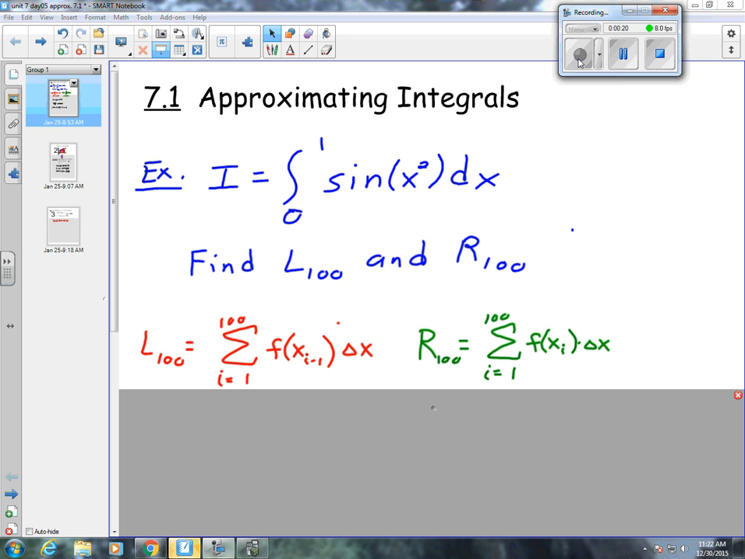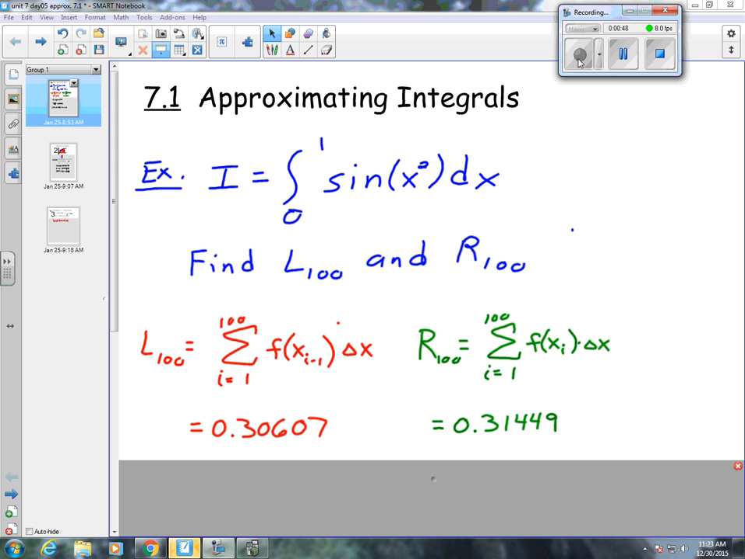As discussed previously, we can write these with sigma notation, and we're going to simply multiply the height of each rectangle times the width of each rectangle. The width being 1 over 100, and for the left approximating sum, we'll start at f of 0, and we'll end at f of 0.99. For the right approximation, we're going to start with f of 0.01 and end at f of 1.